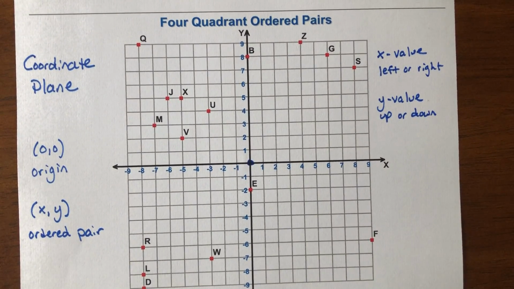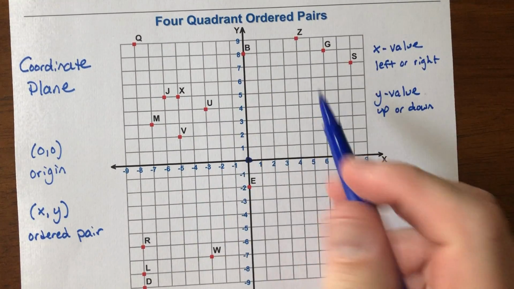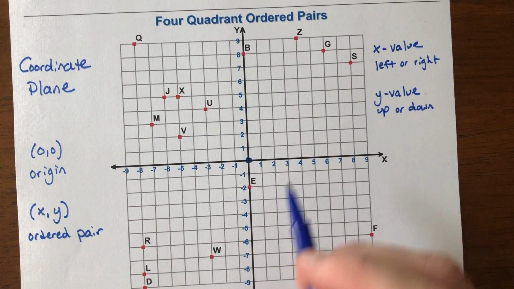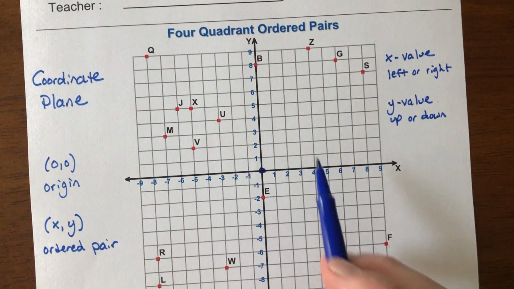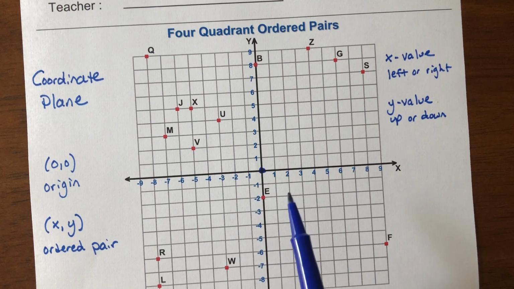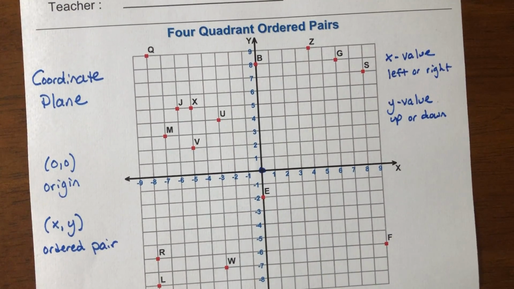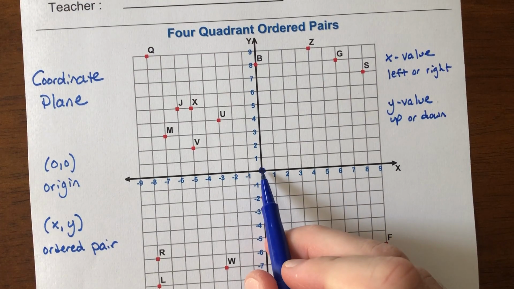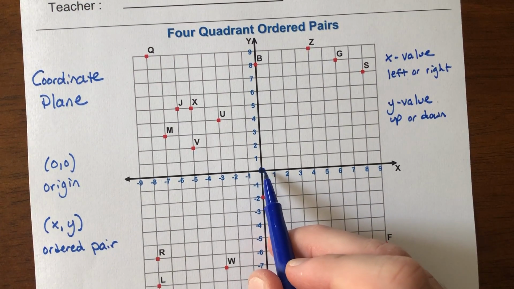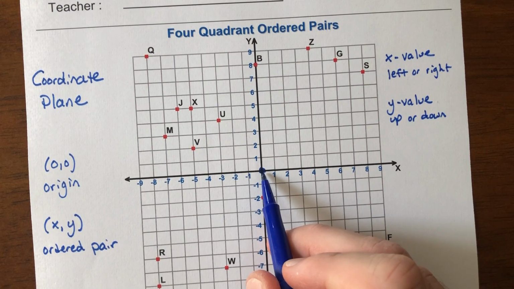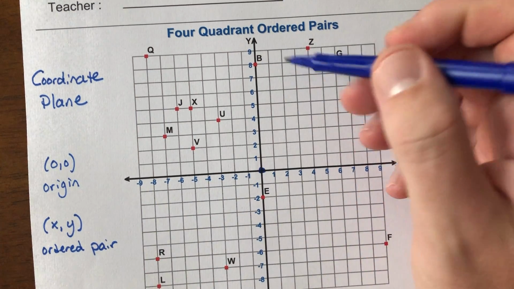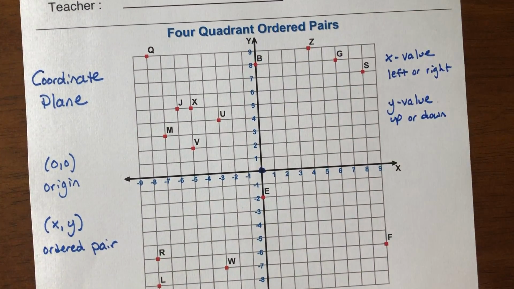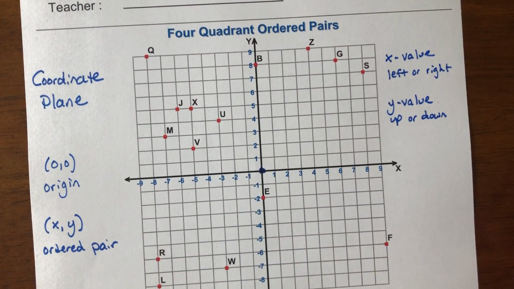So today we're going to talk a little bit about graphing. This big graph here with all these lines and points on it is called a coordinate plane. The point right in the middle is called the origin, and that's always at 0, 0. So you have an x-axis that goes left to right, and then you have a y-axis that goes up and down. So that makes up these lines on the graph.